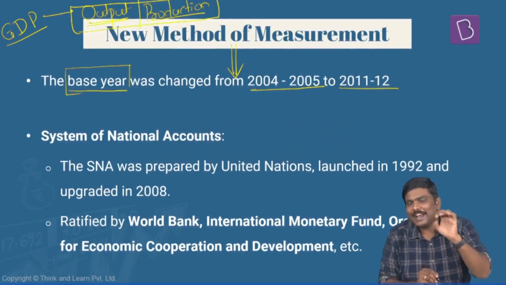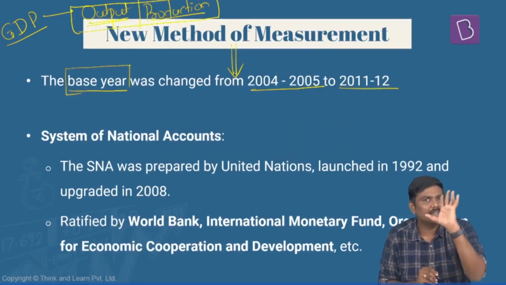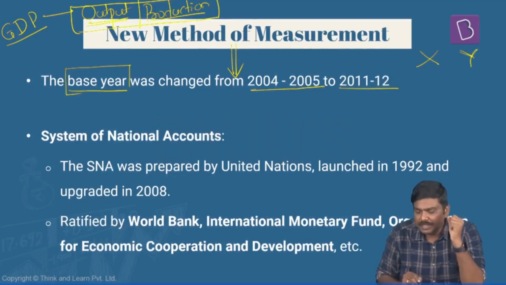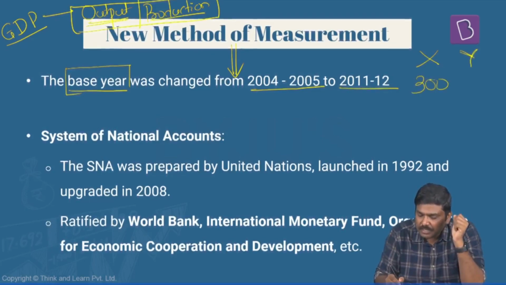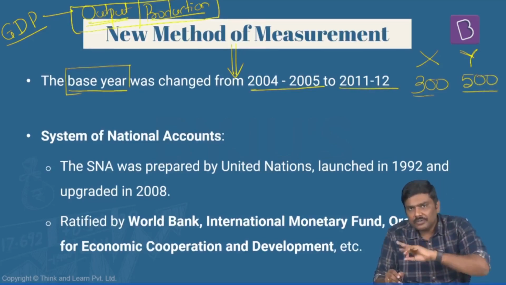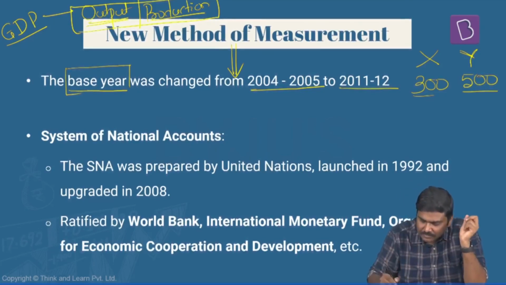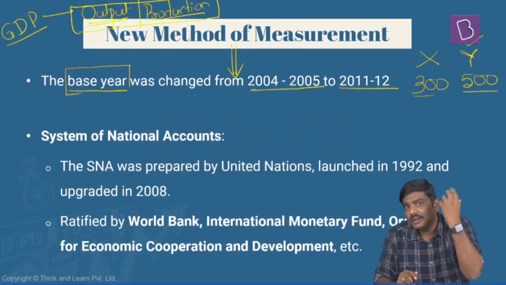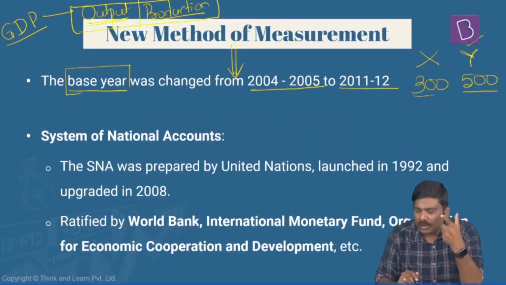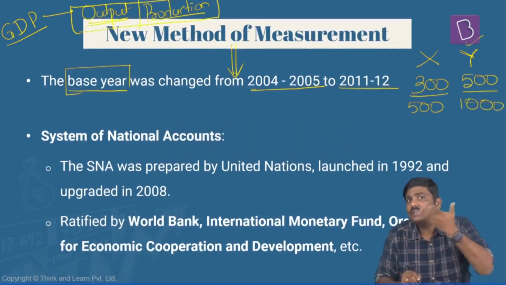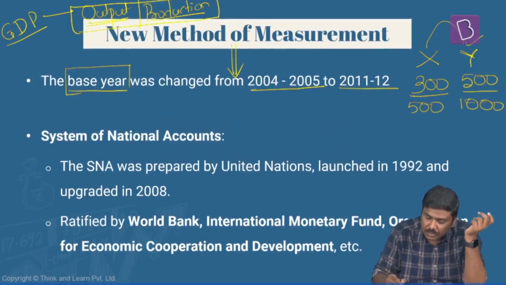Before I tell you the idea of a base year, let me give a very simple example. There are two students, X and Y, and I'll simply say X has scored 300 marks and Y has scored 500 marks. And I'll put a question to you: which of the two students has scored better in the exam? Most of you will simply say, sir, Y has scored better because he has scored 500. But now, what if X has scored 300 out of 500 and Y has scored 500 out of 1000? Which one has scored better? Your answer will shift to X.